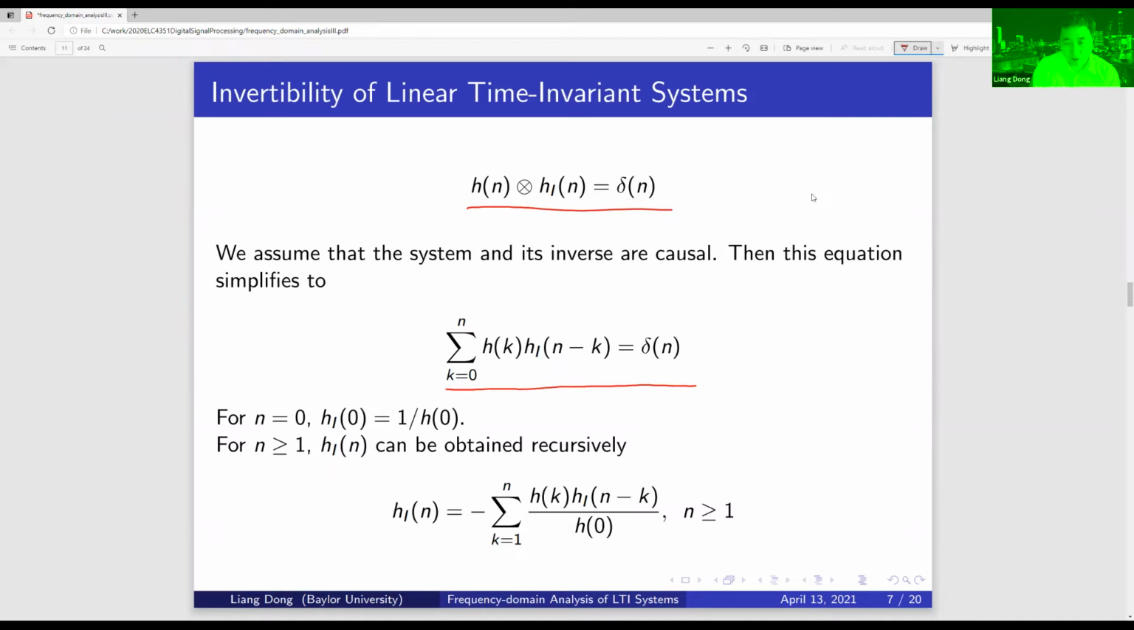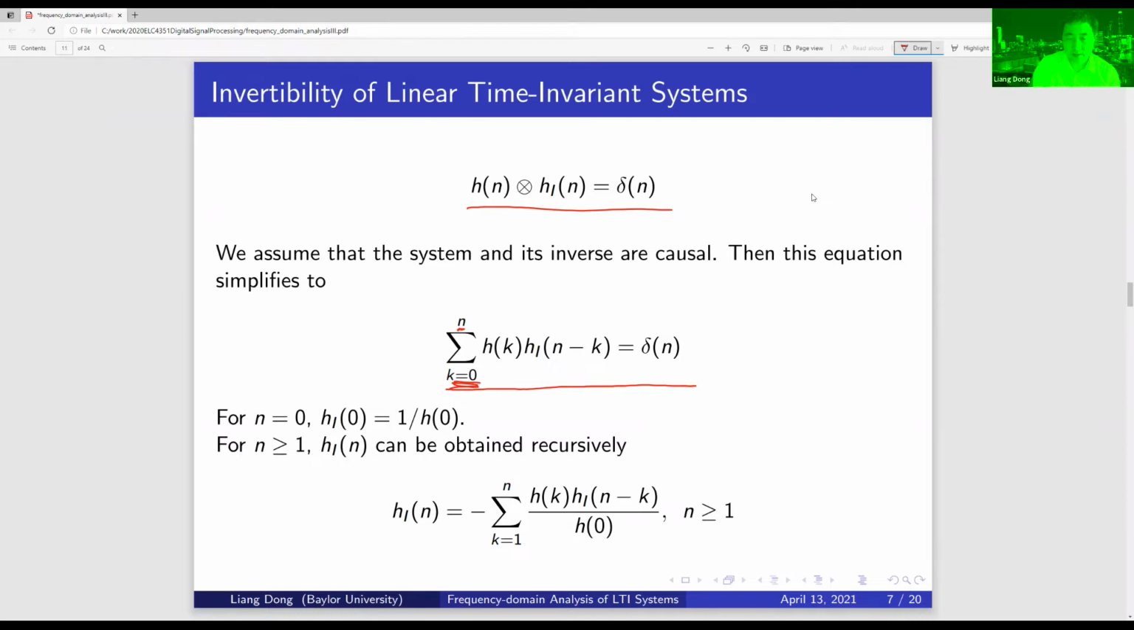You just make everything 0. That's a causal system. So for the causal system, this convolution is the sum over k from 0 to n, and this equals delta n. Now, how come it goes from 0 all the way to n, not to infinity? Well, we not only need to take care of one system, h, but also the other system, h sub I, which is also causal. So this sum is bounded by two ends, either 0 or the current time n. So it's from 0 to n.